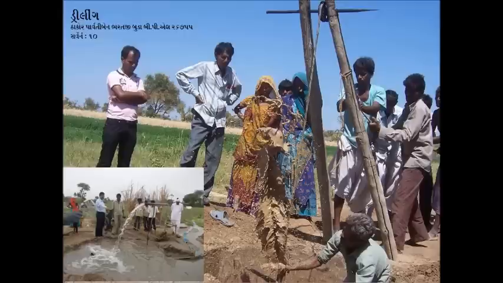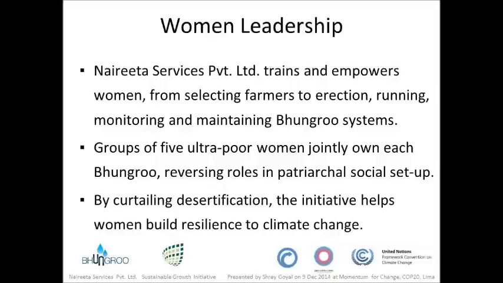Now, this is the technical model, and when we started implementing this, we realized that the technical part was actually the simpler part. I mean, it actually took only a couple of weeks to set up a Bhungroo. But it was actually the social and the managerial aspects which were the most challenging to us, and which take us about 8 to 12 months to figure out. So that's where we came up with a model for women leadership.